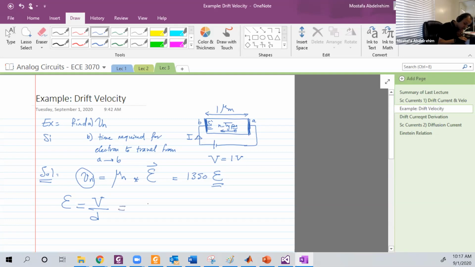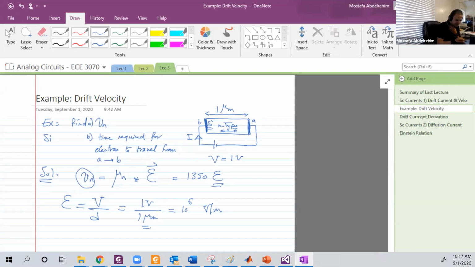What is the voltage? It is 1 volt, very easy. What is the distance? It is 1 micrometer. So we have a million volts per meter. Okay, because this is 1 micrometer. So I just multiplied by 10 to the power minus 6 to convert it to meter.